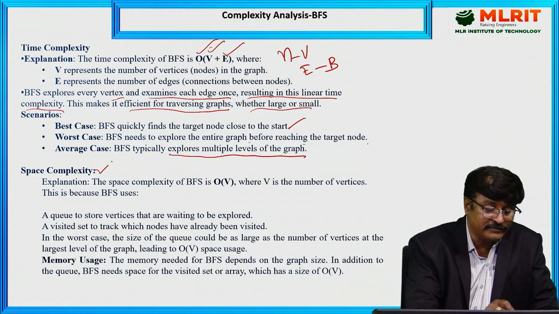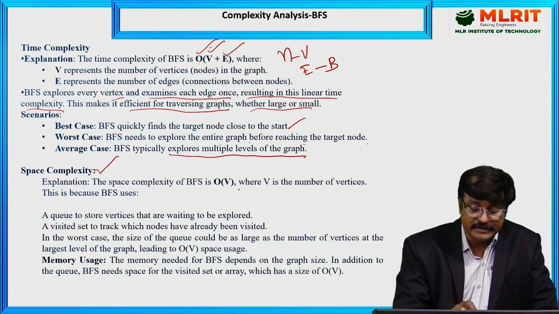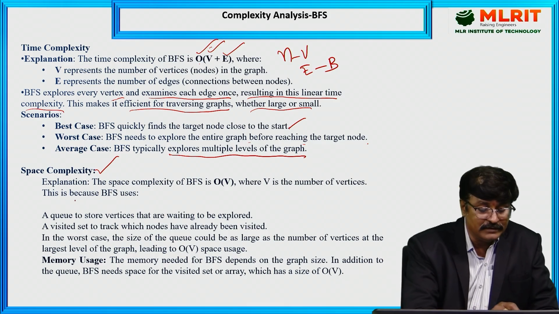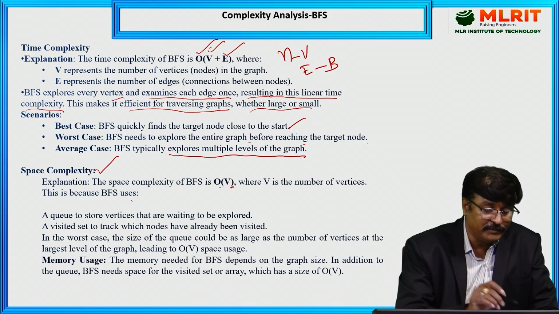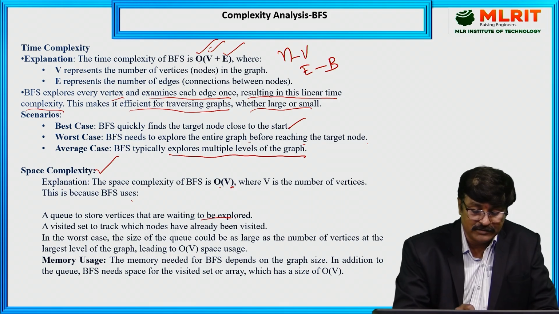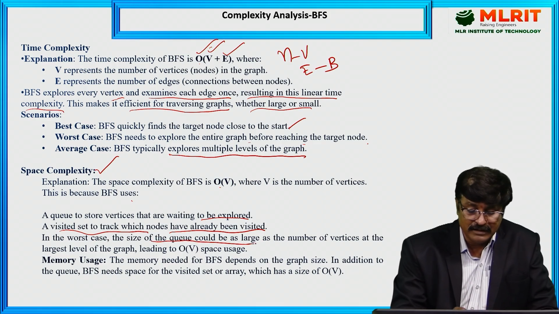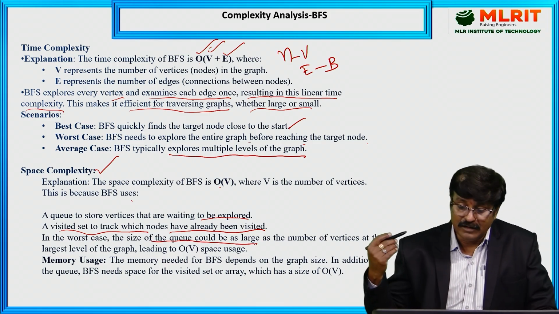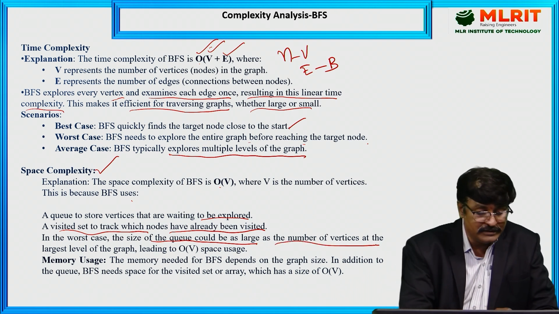Then space complexity. Space complexity is nothing but how much memory it is occupying. Here V is the number of vertices, because whatever the number of nodes, that determines the space complexity. All the node information you are keeping in the fringe. So a queue stores vertices that are waiting to be explored, and a visited set tracks which nodes have already been visited. In the worst case, the size of the queue could be large. If the goal is at the last, it takes much memory space. So this is the memory usage.